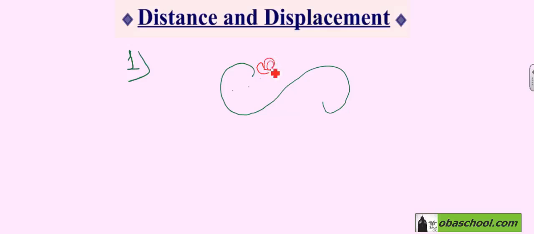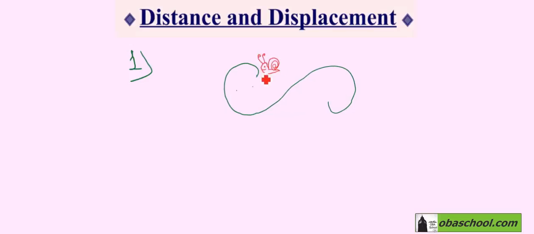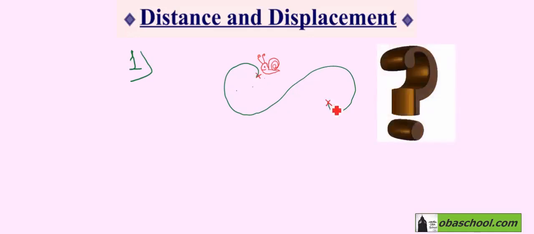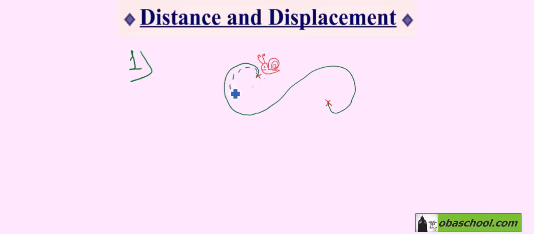And let's say we have a butterfly at this point that wants to move from this point to the end of the path to this point. What path will it take? First path could be along the letter S, the one in the blue line, or it could move directly from here to the end of the path. Now we can say that the blue line represents the distance and the orange line represents the displacement.